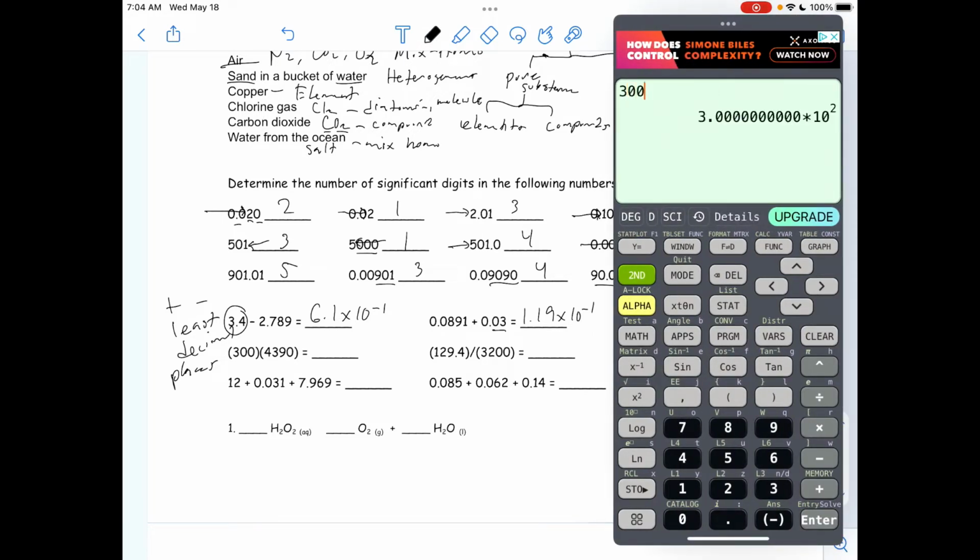Multiplication. 300 times 390 gives us a really big number. Our answer can only have 1 sig fig. So this would be 1 times 10 to the 6, since that 3 rounds down. Next one, 129.4 times 3,200. Again, I can only have 2 sig figs, so 4.1 times 10 to the 5.